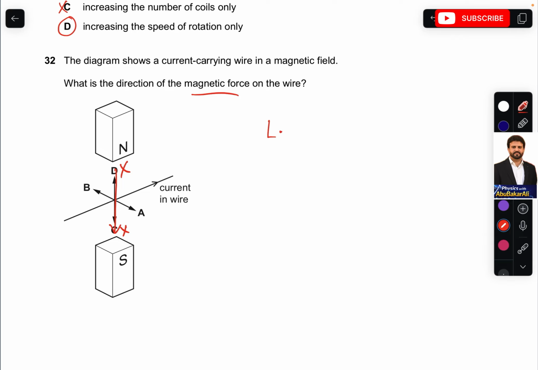There will be used the left hand rule. This is basically the motor effect, when the current carrying conductor is placed in a magnetic field and it experiences a force. You have to choose between A and B. Now you can use the left hand rule. When you use the left hand rule, your first finger should be downward toward the south. Your second finger, the middle finger, should be in the direction of current, and your thumb will be aligned toward the force. It is B.